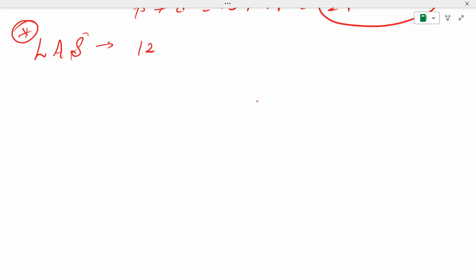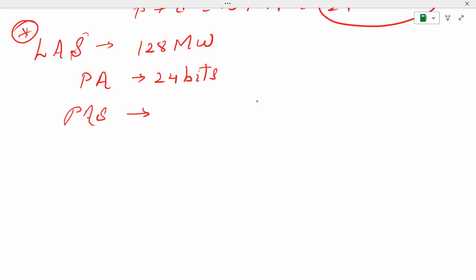So the logical address space is given as 128 megawords, and physical address is given as 24 bits, right? And PAS, the physical address space, is divided into 8K frames. So now F is given to you. If 8K frames means 2 raised to the power 3 into 2 raised to the power 10, so F is 13 bits.